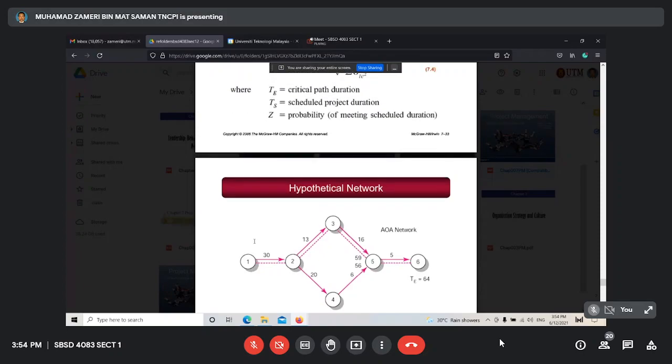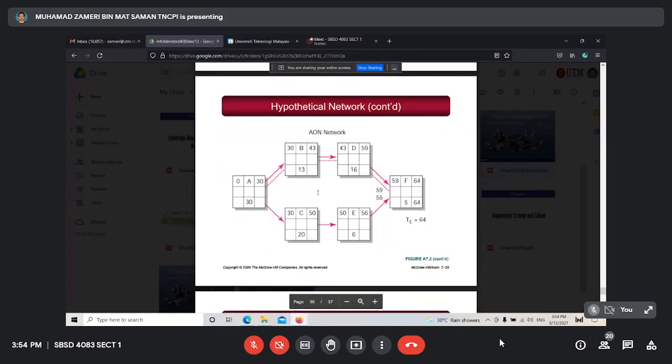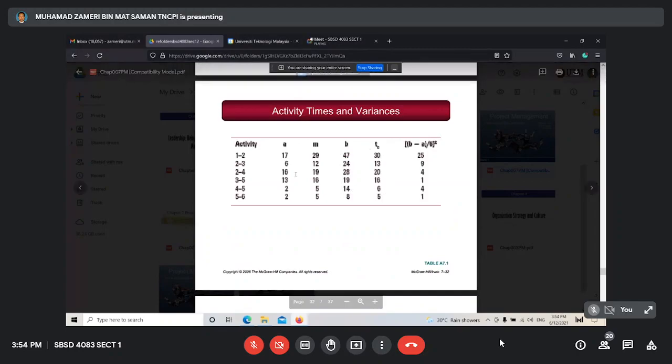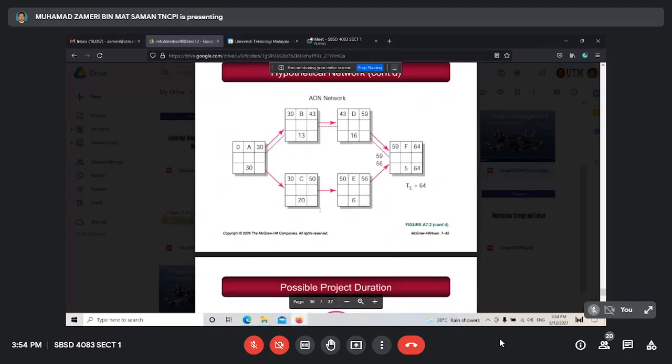This is the example just now. So we have A, B, C, D, E, F. Here, the time is TE. We need to put A, M, and B because we already calculate TE. TE represents A, M, and B. That means TE equals A plus 4M plus B divided by 6. So when we have a TE, just put TE here as the duration. And then the rest of the calculation is almost the same.